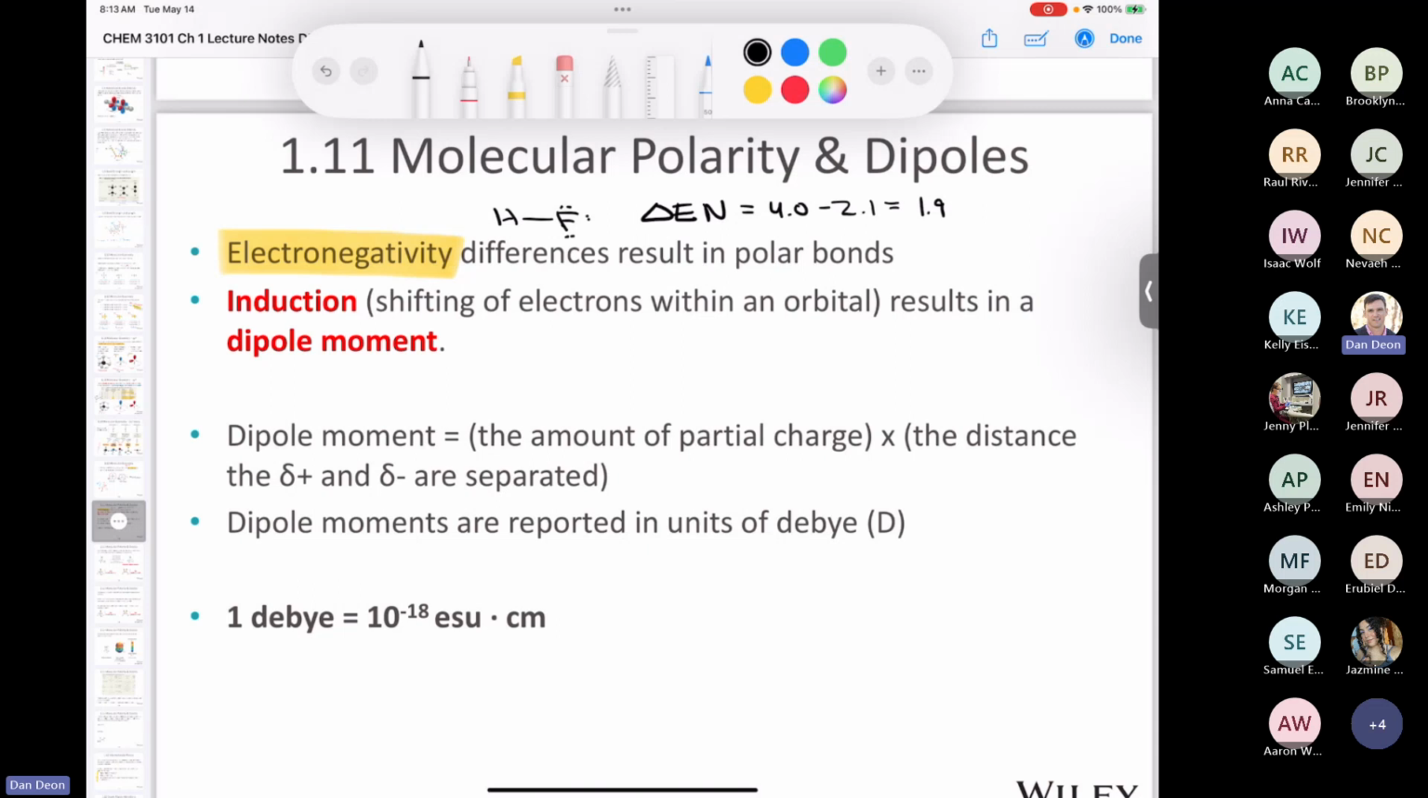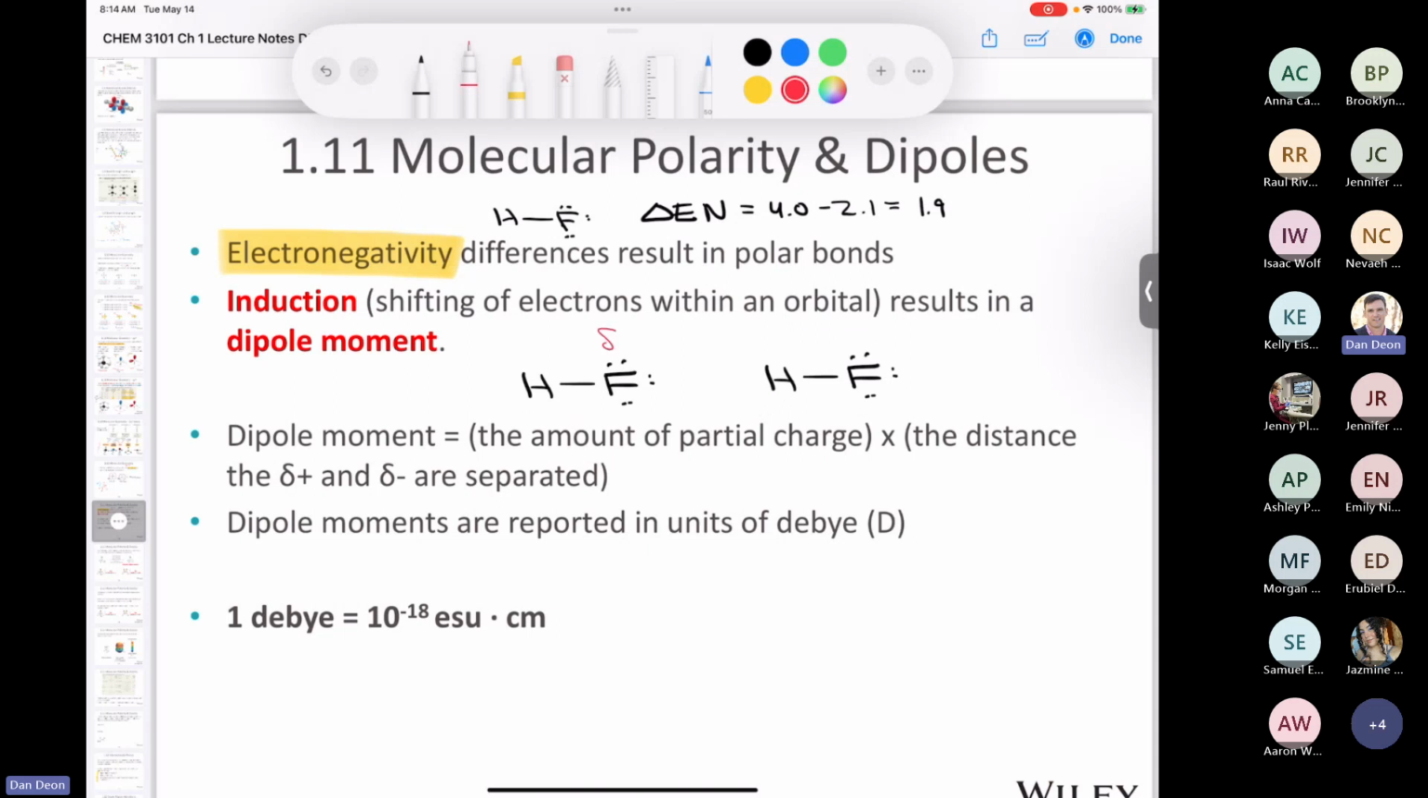So going back to this idea, it says here, induction or shifting of electrons within an orbital results in a dipole moment, okay? So if we were to draw our HF molecule like this, we can represent the dipole a couple of ways. So I'm going to copy this and paste it over here because, like I showed you last class, there's two ways that we could represent the dipole.